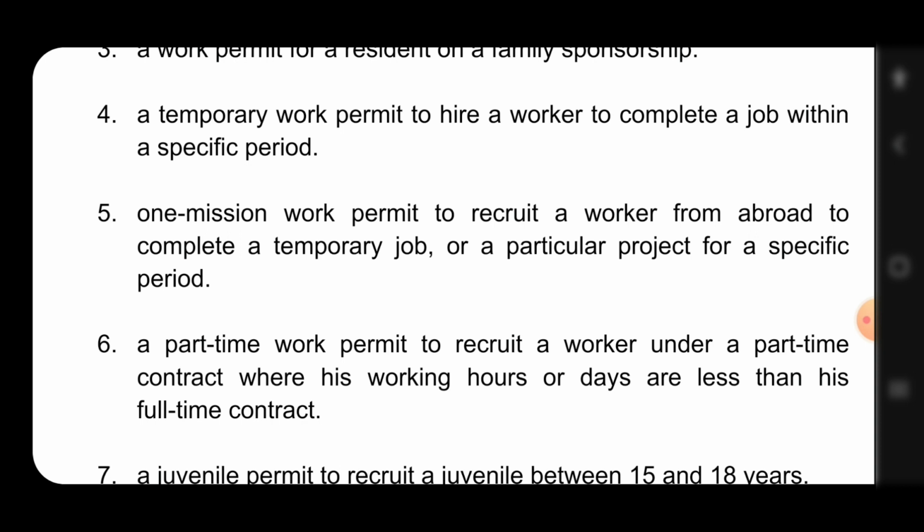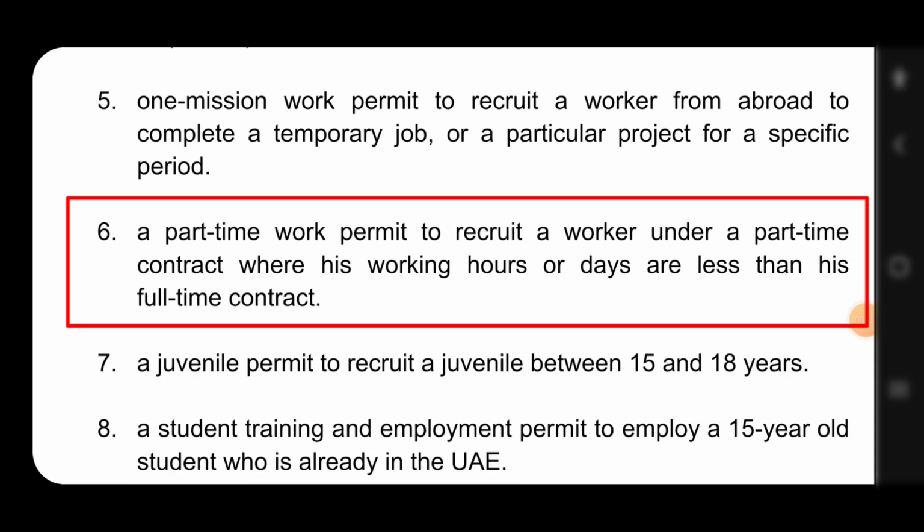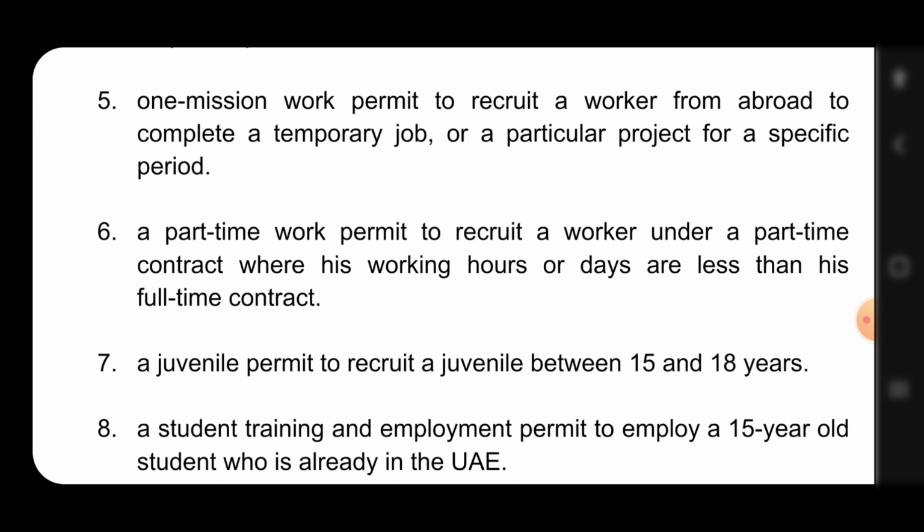This can be for 1 month, 2 months or 3 months, and it is for persons who are specialized in the banking sector, the IT sector or the construction sector. The sixth one is a part-time work permit to recruit a worker under a part-time contract where his working hours or days are less than a full-time contract.